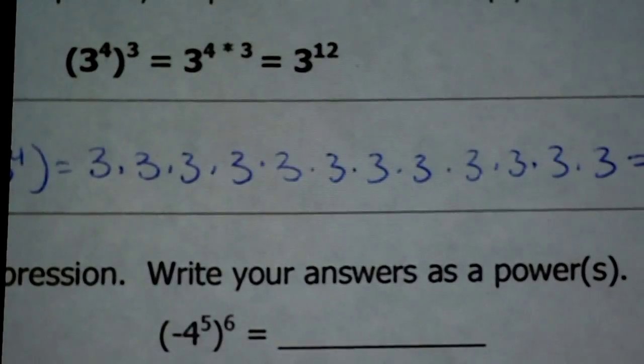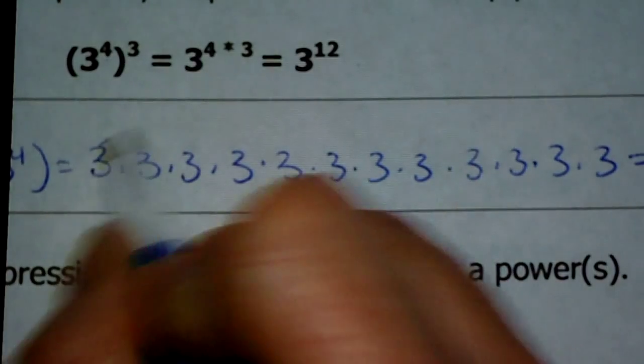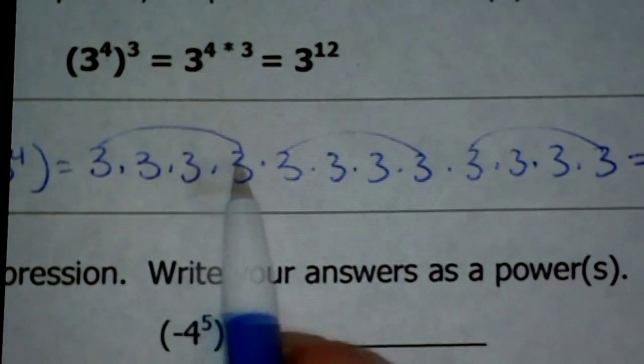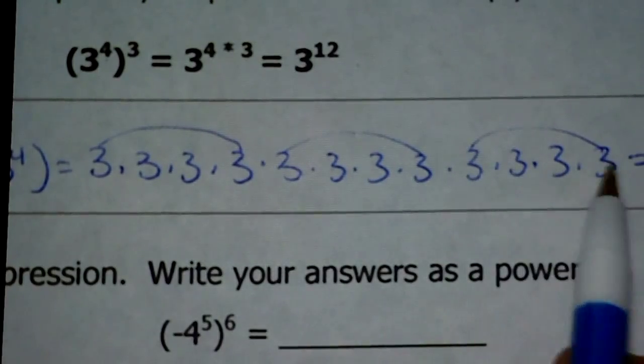And at the very end, you can see how many 3s you have. You should hopefully have the same amount I do. There's the first set of 4, the second set of 4, the third set of 4. I have 1, 2, 3, 4, 5, 6, 7, 8, 9, 10, 11, 12.